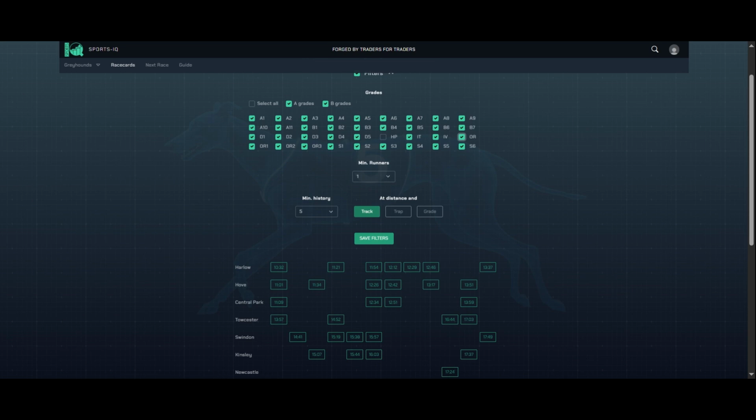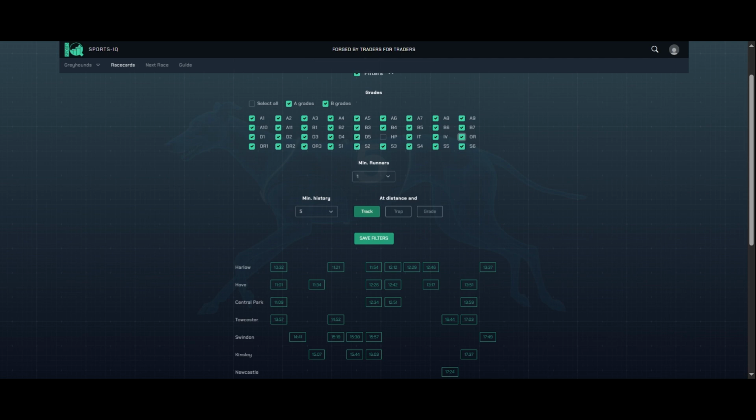The rules. Step 1 will be to go to your race card and filter it down so we've got only races shown with a minimum history of 5 at that track. Grade wise, when I did this in March, I used all grades except for handicap.